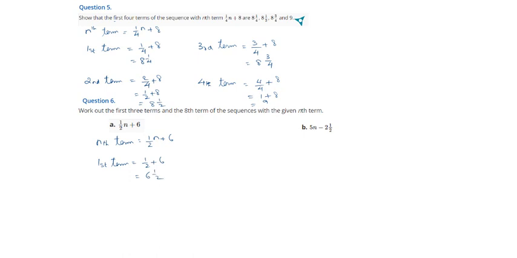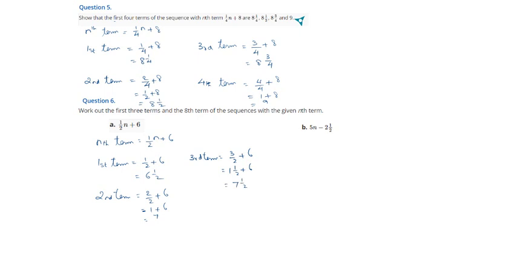Similarly, the second term is equal to 2 by 2 plus 6 is equal to 1 plus 6 is equal to 7. The third term is equal to 3 by 2 plus 6. This is equal to 3 by 2 is 1 1 by 2 plus 6. This is equal to 7 1 by 2.